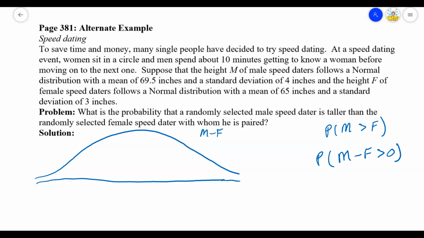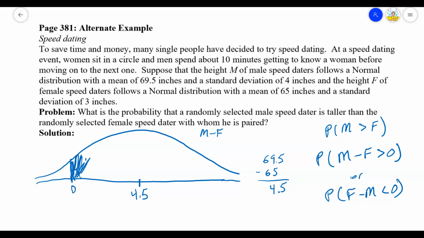We could do female minus male if you wanted to. I just generally think it makes more sense to me this way. Female minus male would be less than 0, right? We can do either one of those. But I'm going to go ahead and do male minus female. And the center of that is pretty easy to see. It's going to be 69.5, the average male, minus the average female's height, 65, which is 4.5. So we're asking the question, what's the probability that he's taller than her? Well, the men are generally taller than the women on average, so we should expect this to be a likely outcome. All right, I'm going to shade all this in.